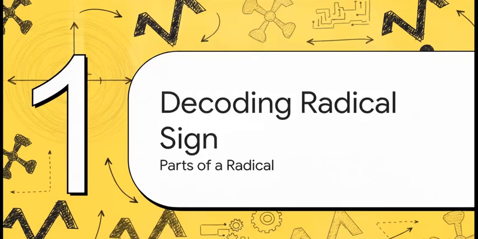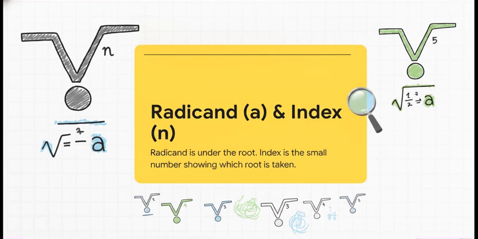Section 1, decoding the radical sign. All right, here is your core vocabulary straight from the source. First up, the radical sign. You know it, it's that familiar checkmark-looking symbol, basically mathematical shorthand for taking a root. Next is the radicand. In our general formula here, this is represented by the letter A. The radicand is simply the number or the expression that's literally living underneath the radical sign. Finally, the index, represented by N. This is that tiny little number sitting right on the shelf of the radical sign, and it tells us exactly which root we're digging for. Are we looking for a square root, a cube root, a fifth root?